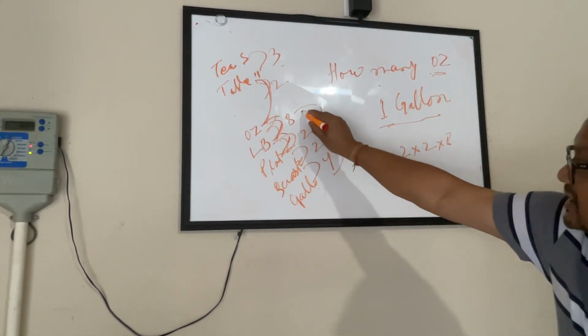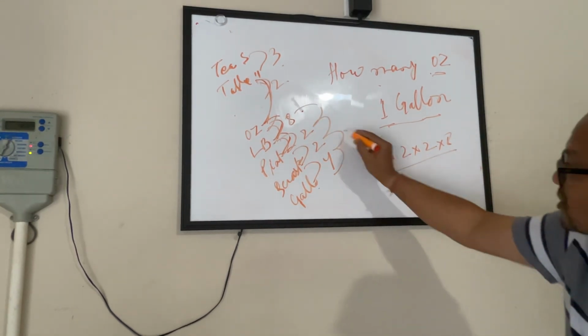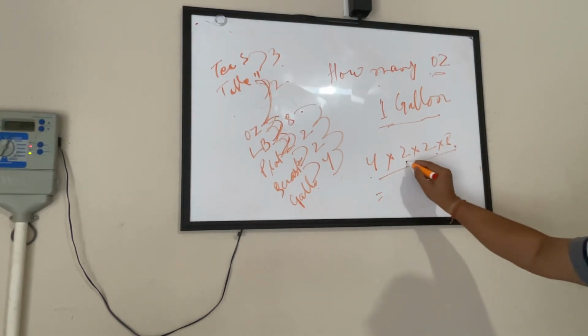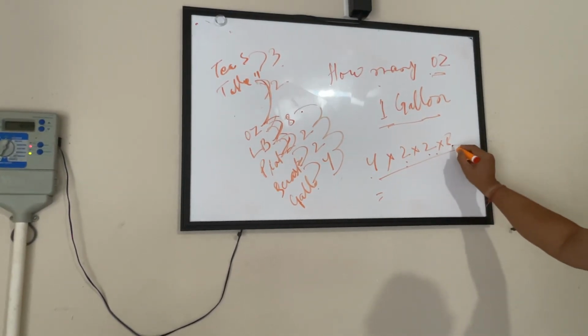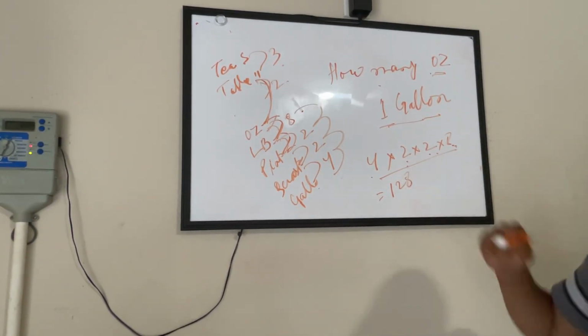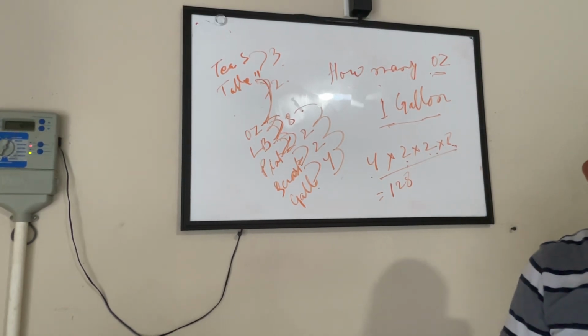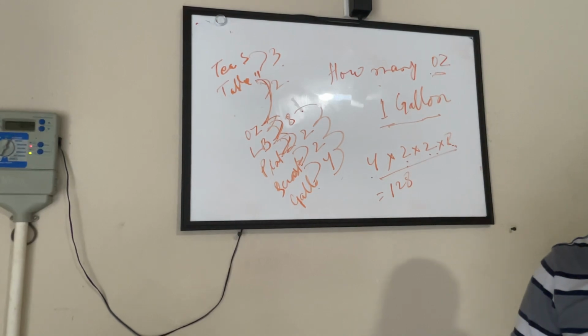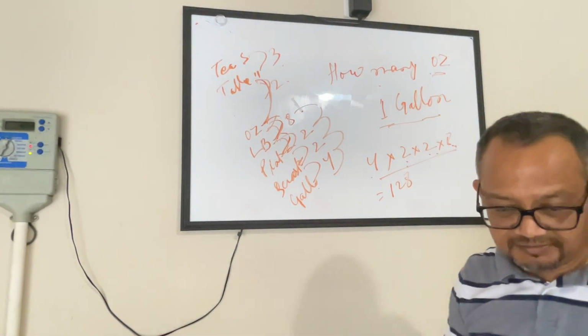We have to go all the way till here. So we have to have 4 halves and put the number for each half. That gives us 4 into 2, 8 into 2, 16 times 8 is 128. Yeah? So 1 gallon equals 128 ounce. That's what we can say. Yeah?